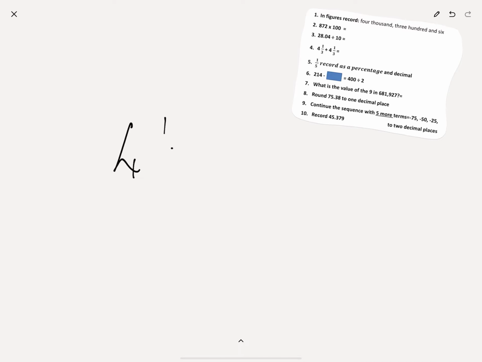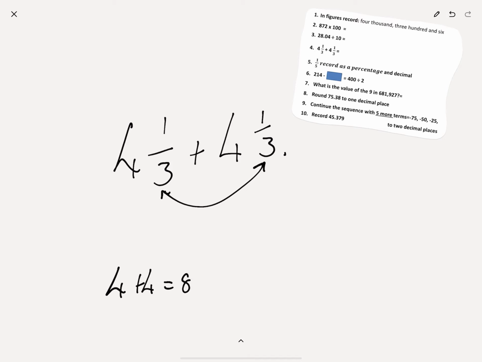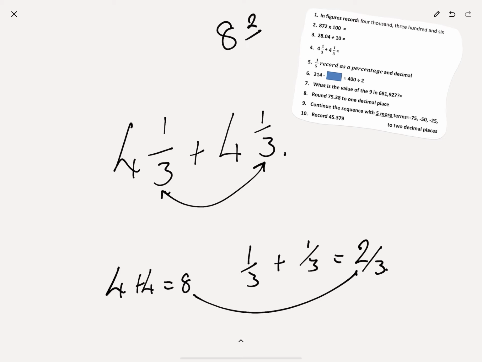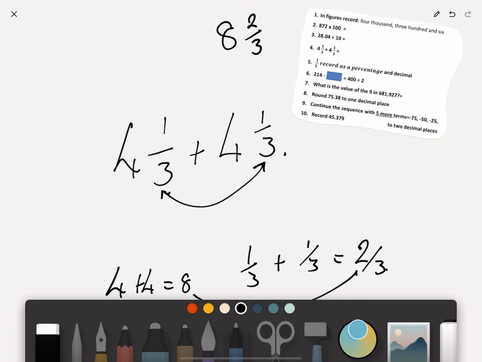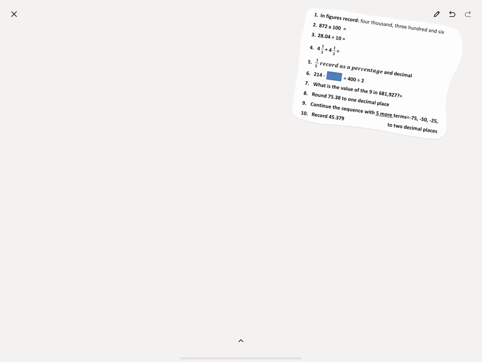4 1/3 add 4 1/3. Okay. Because the denominator's the same on both sides of the calculation, I don't need to do any alteration of denominators. I can add those together already. So let's do the whole numbers. You've got 4, add 4, which is obviously 8. And then you've got 1/3, add 1/3 equals 2/3. Put them together means the answer is 8 2/3. Okay, really easy one there.